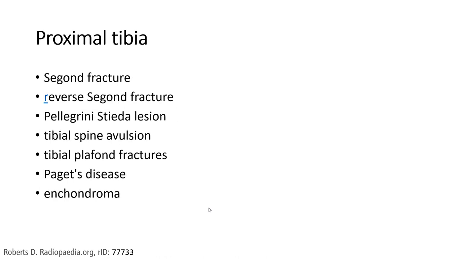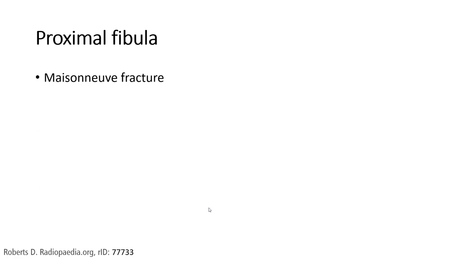At the proximal tibia, we look for sagittal fracture, reverse sagittal fracture, Pellegrini-Stieda lesion, tibial spine avulsion, tibial plafond fracture, Paget's disease, enchondroma. Proximal fibula, peroneal nerve, fracture.